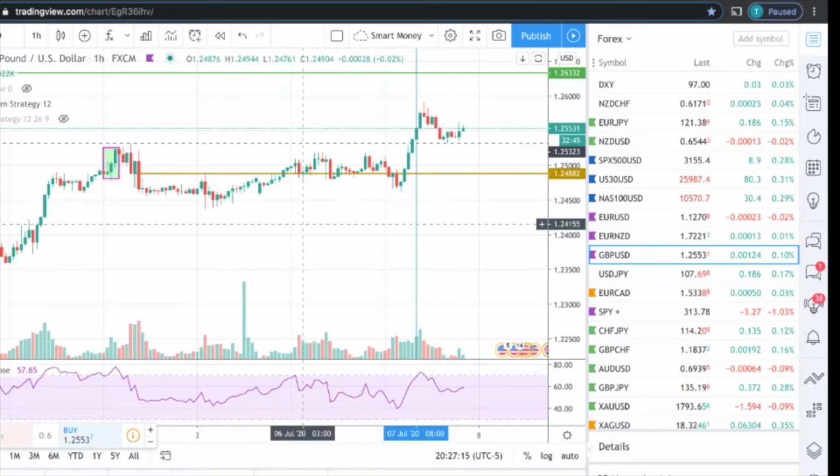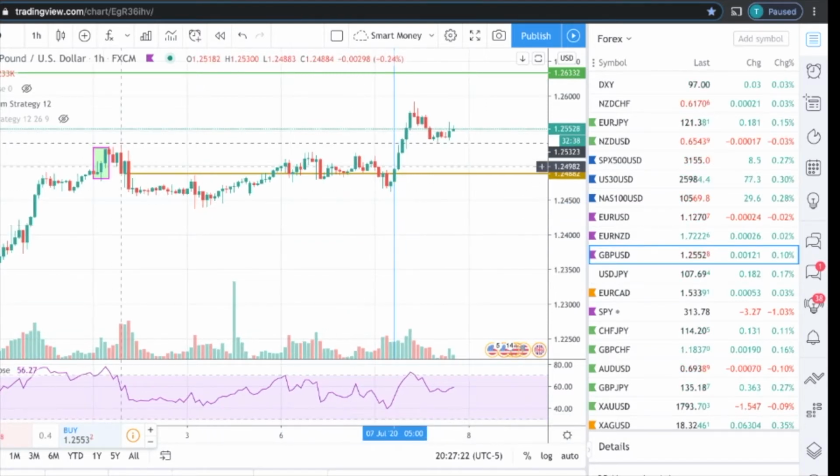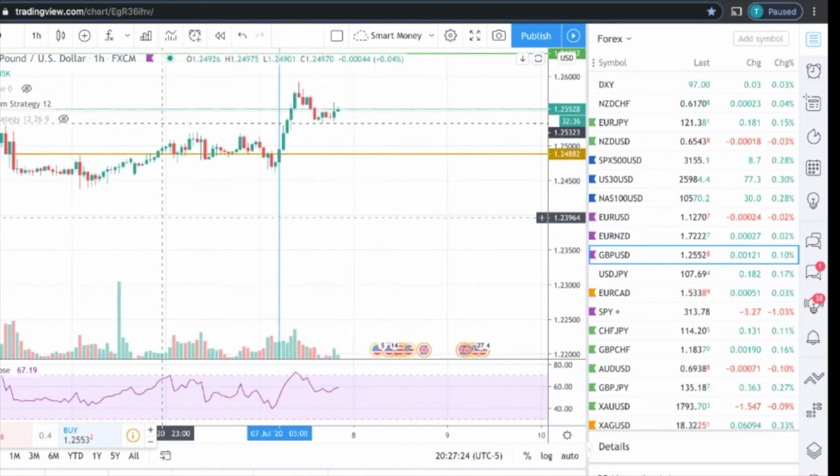So, like a lesson learned, I wasn't for sure exactly what went wrong. I thought that was the candle. That could have been the candle that took me.